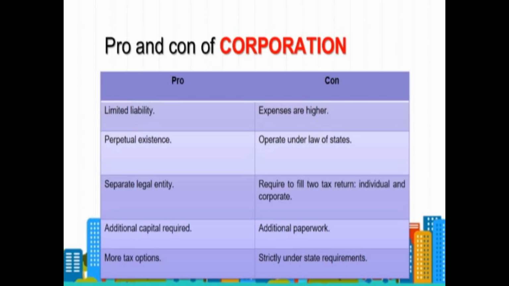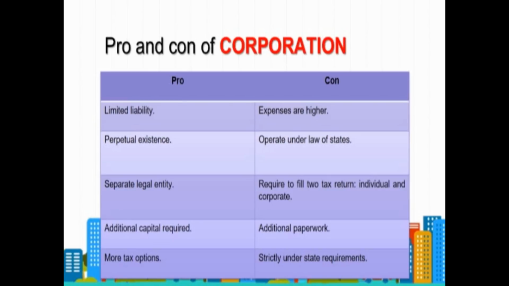Then we are required to fill 2 tax return. So this is the problem lah, 2 kali tax. And then we need to have additional paperwork. Kenapa kita cakap kita kena ada additional paperwork? Sebab kita kena cari investor. And then banyak lah sebab corporation ni, sebab dia punya stakeholder bukan setakat shareholder tapi stakeholder and shareholder. And then strictly under state requirement. So apa-apa pun kita kena ikut law lah. Okay, under state requirement.